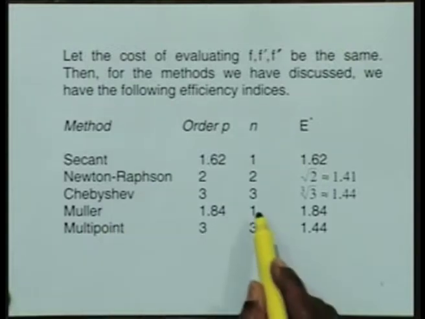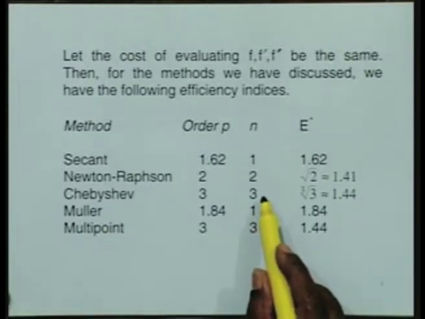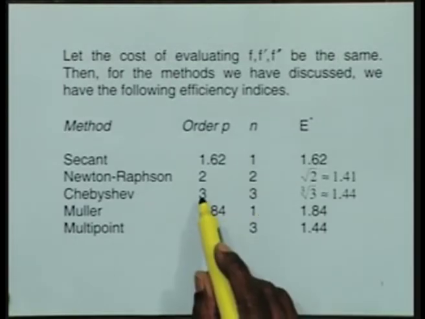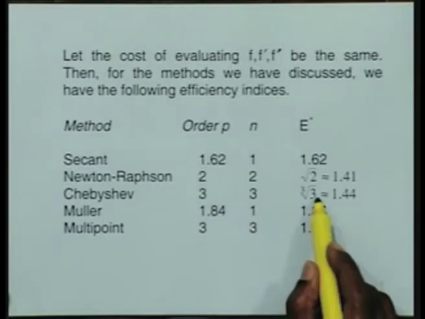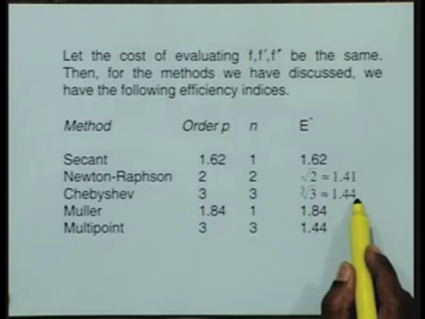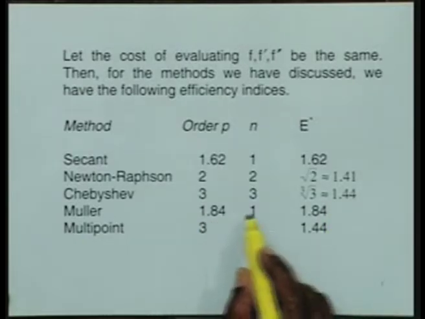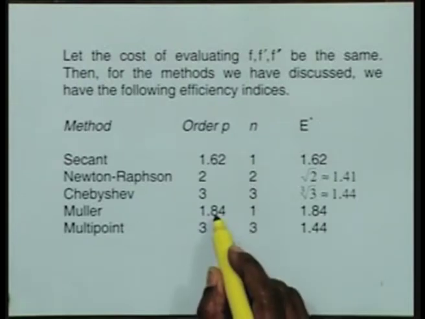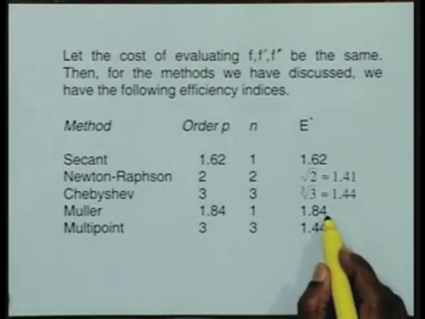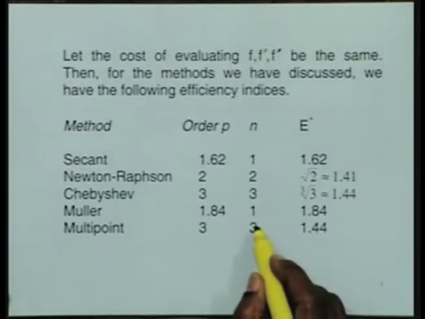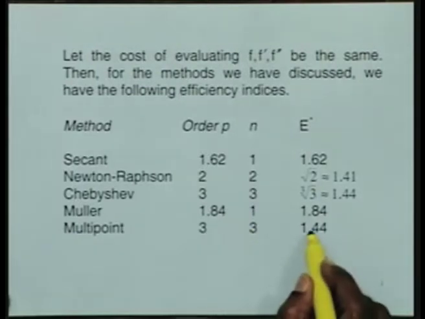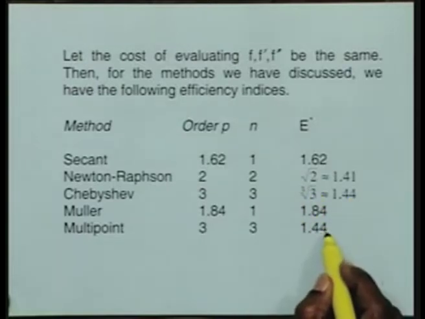In the Chebyshev method, we have one function, one first derivative, one second derivative evaluation. So the total is 3 evaluations, the order is 3. So the efficiency index is the cube root of 3, that is 1.44. The Muller method has only one function evaluation, the order of the method is 1.84, therefore the efficiency index is 1.84. The multi-point method also has 3 evaluations, either one function and 2 derivatives, or 2 functions and 1 derivative evaluation. So again we have the cube root of 3, that is equal to 1.44.